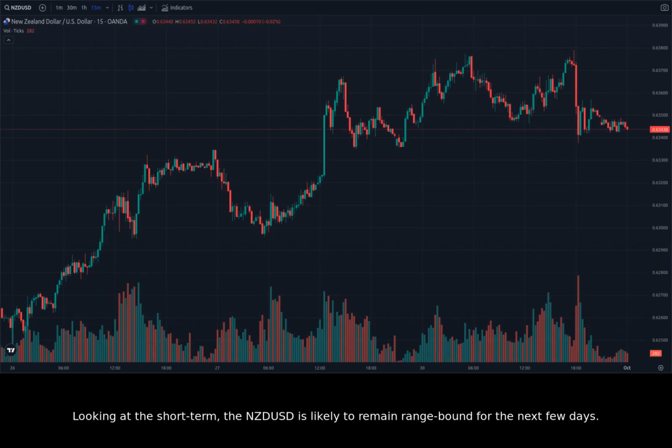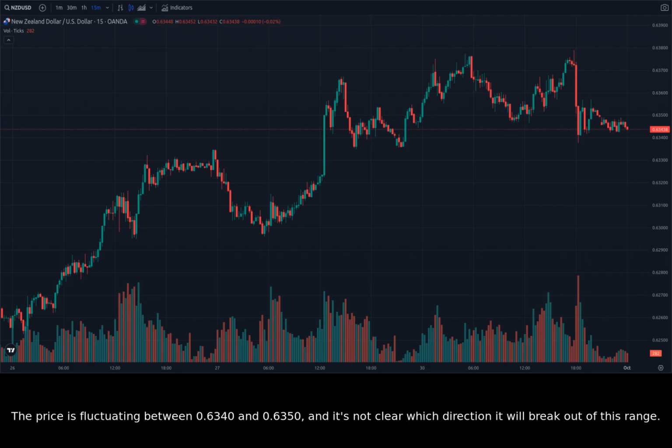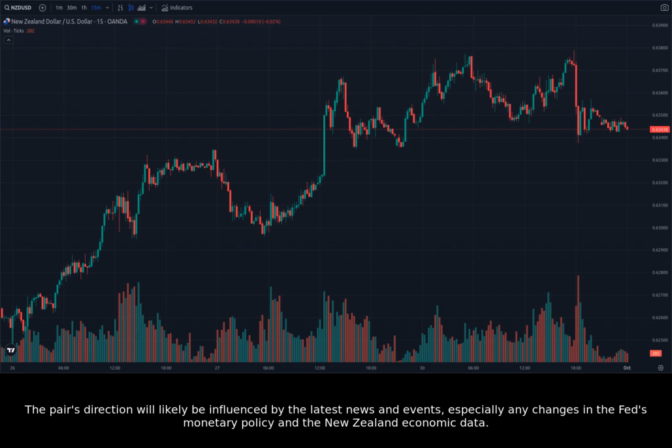Looking at the short term, the NZDUSD is likely to remain range-bound for the next few days. The price is fluctuating between 0.6340 and 0.6350, and it's not clear which direction it will break out of this range. The pair's direction will likely be influenced by the latest news and events, especially any changes in the Fed's monetary policy and the New Zealand economic data.